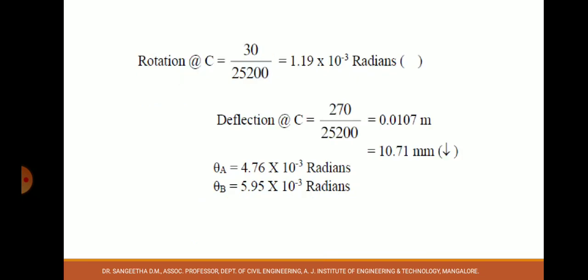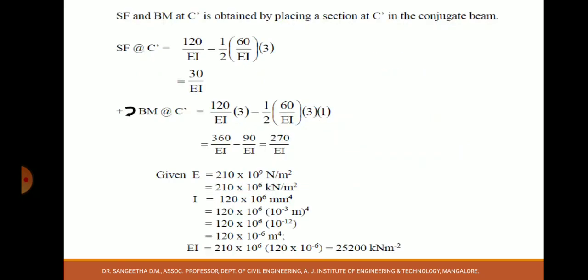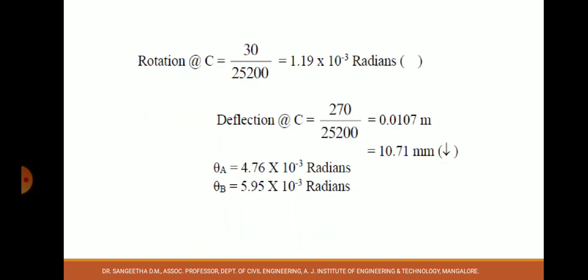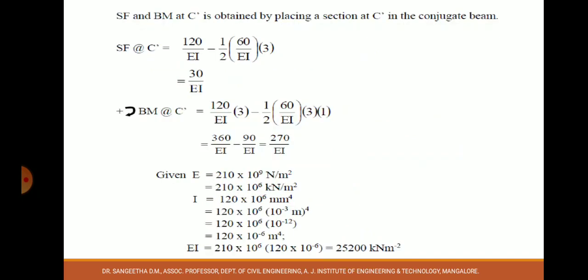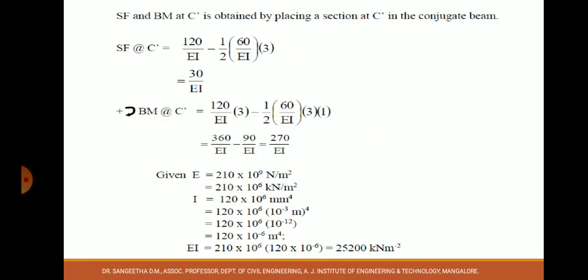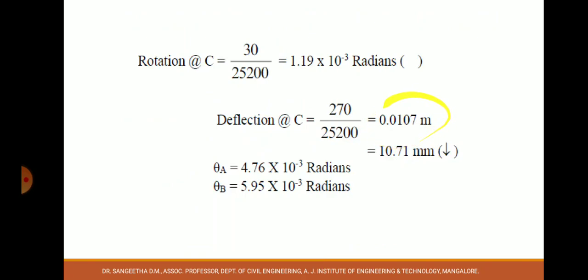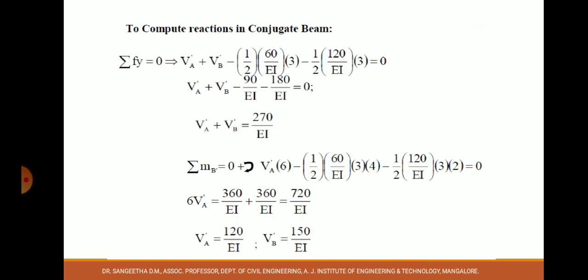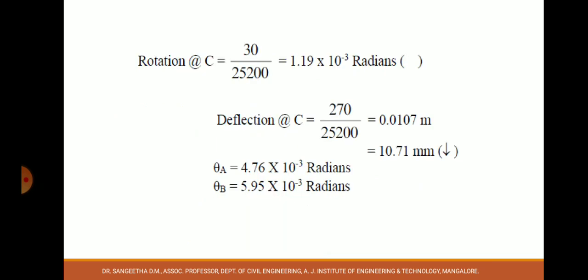So theta C is equal to 30 by EI. What is EI value? 250 to 100. Substitute and this is in radians. And deflection at C, bending moment at C. What is bending moment at C? 270 by EI. 270 divided by EI and this is in meters. Or you can convert it to mm. Similarly, theta A and theta B. Theta A and theta B are nothing but, as I said, VA and VB. 120 by, substitute the EI values, you will get theta A and theta B.